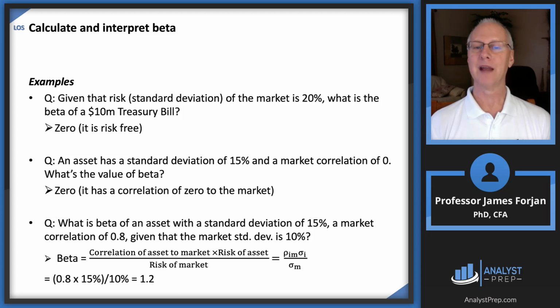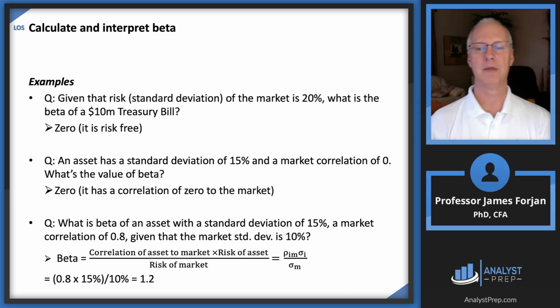How about if we have an asset that has a standard deviation of 15%? So this is a risky asset, but it has a correlation coefficient with the market of 0. What's that beta? Well, that's still going to be 0. If it has a 0 correlation to the market, then if the market goes up by 10%, we have no idea what our individual security is going to do. It could go up, could go down, it could stay the same.